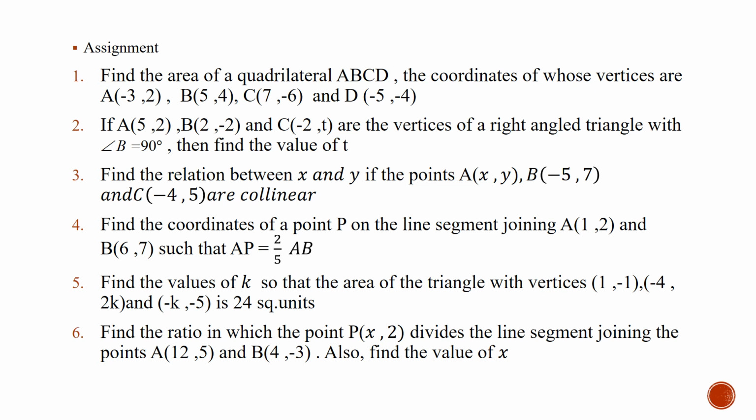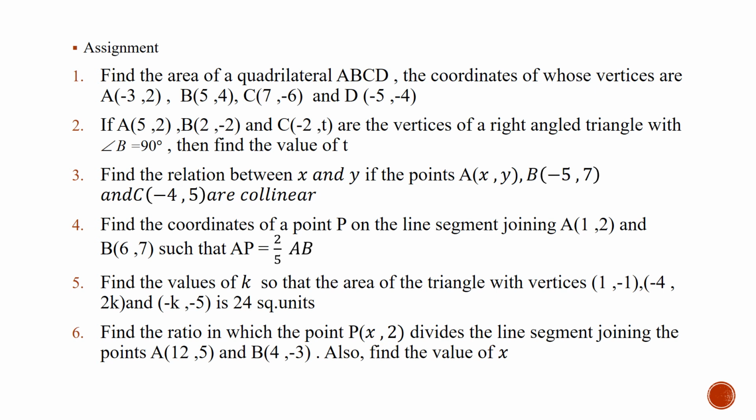In question number 5, again you are asked to find the value of k when the area of the triangle is given as 24 square units. Apply the formula for area of the triangle with the given vertices and then equate it with 24 to get the value of k.